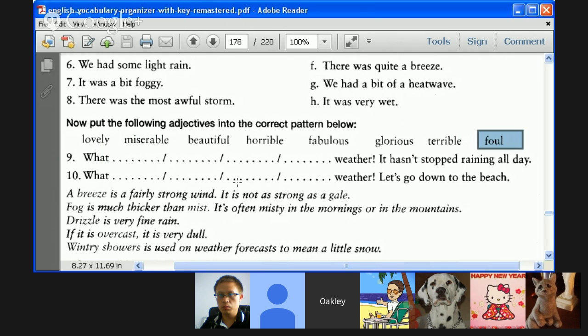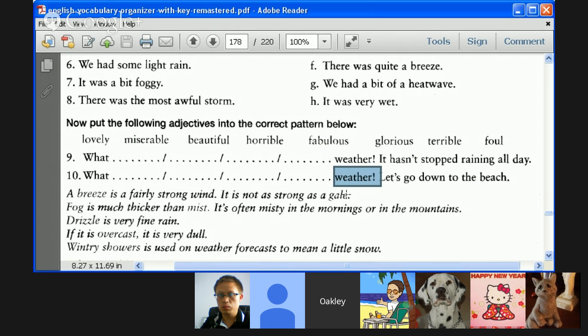Okay, so that leaves what for lovely weather? Let's go down to the beach. What a fabulous weather. What a lovely weather. What a glorious weather. What a beautiful weather. Let's go down to the beach. All right. What lovely. Don't add an extra vowel sound. Not what a lovely weather. We're never going to use a with weather.